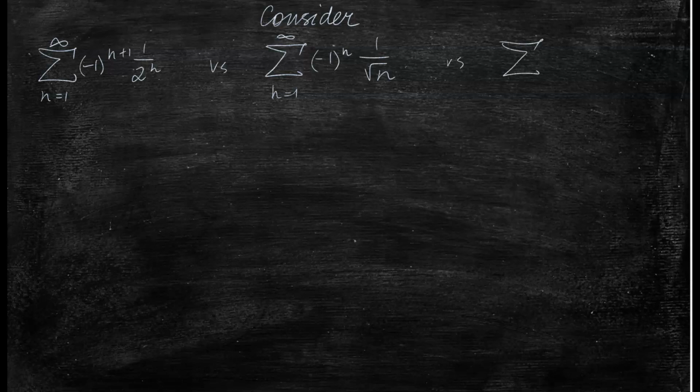and therefore we should be able to apply for some of them the alternating series test and analyze its convergence. So the first series looks like this, and by the alternating series test it converges.